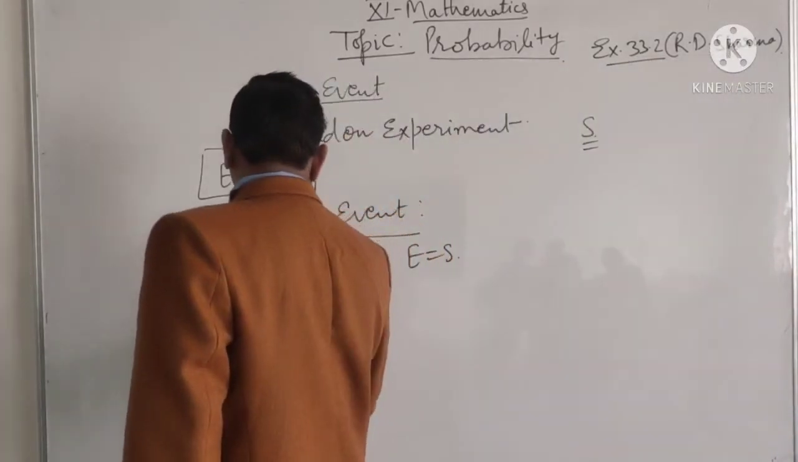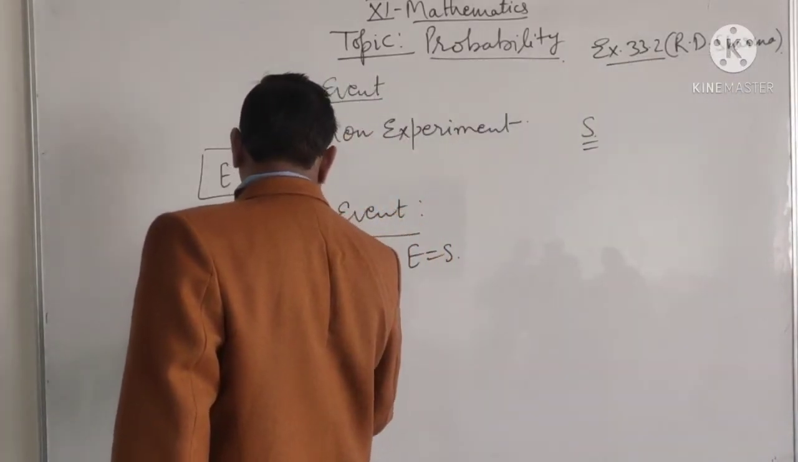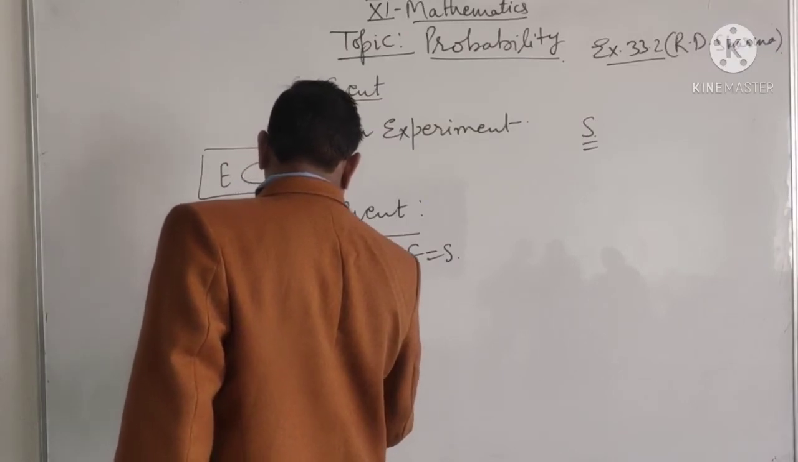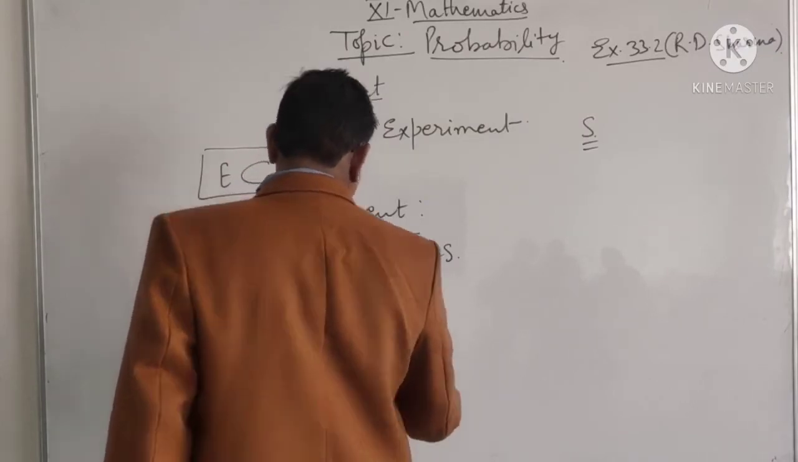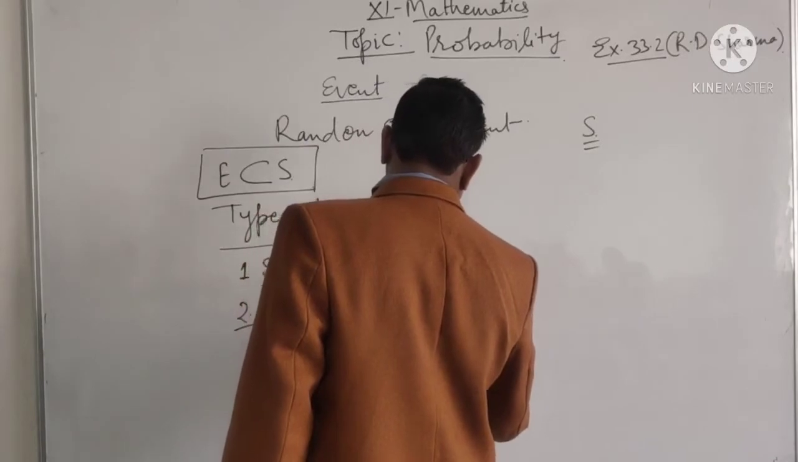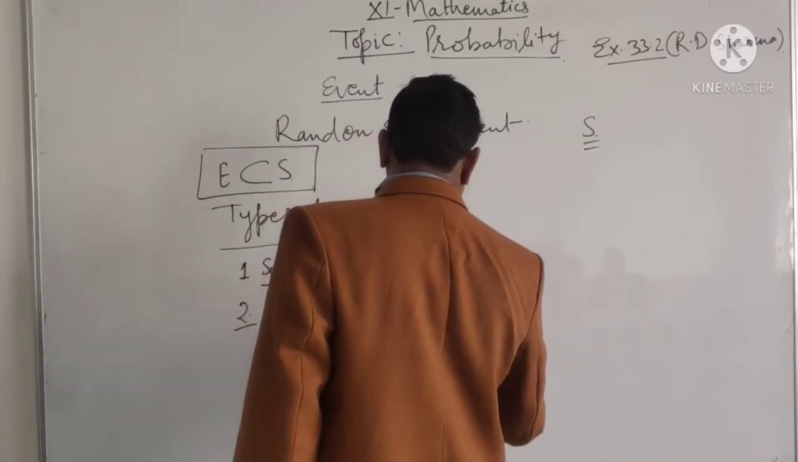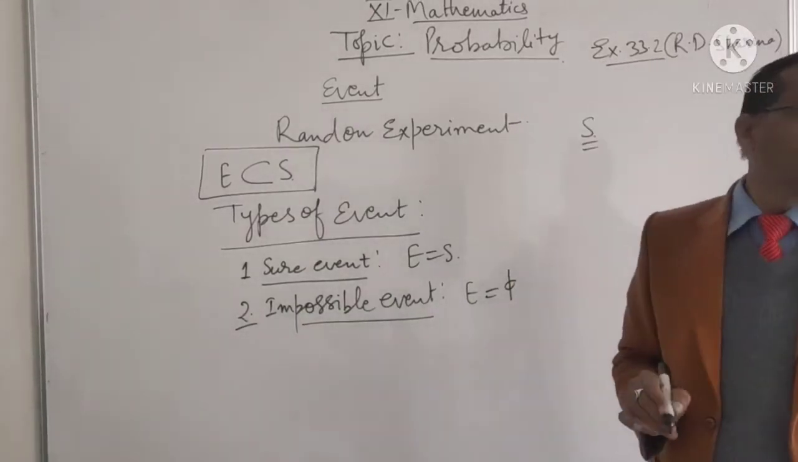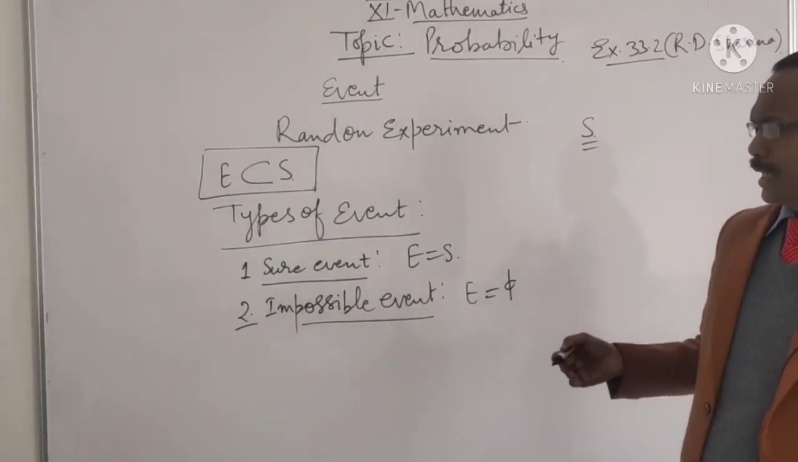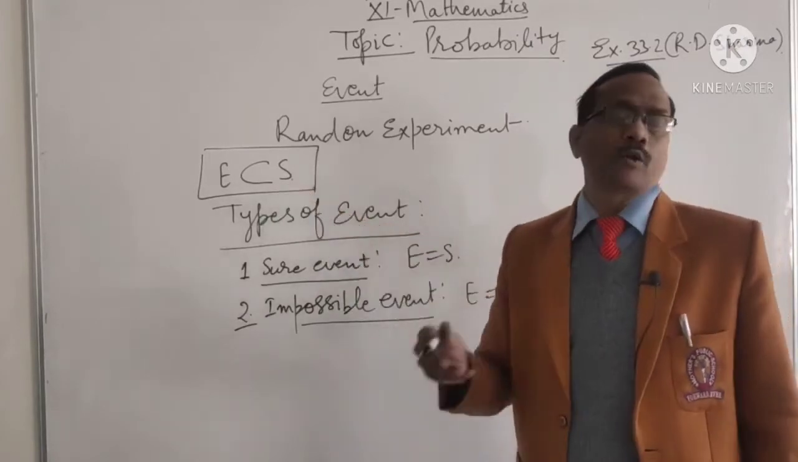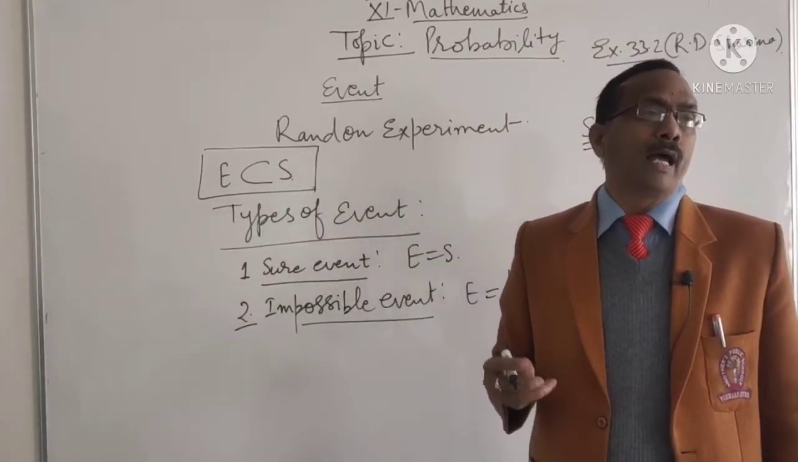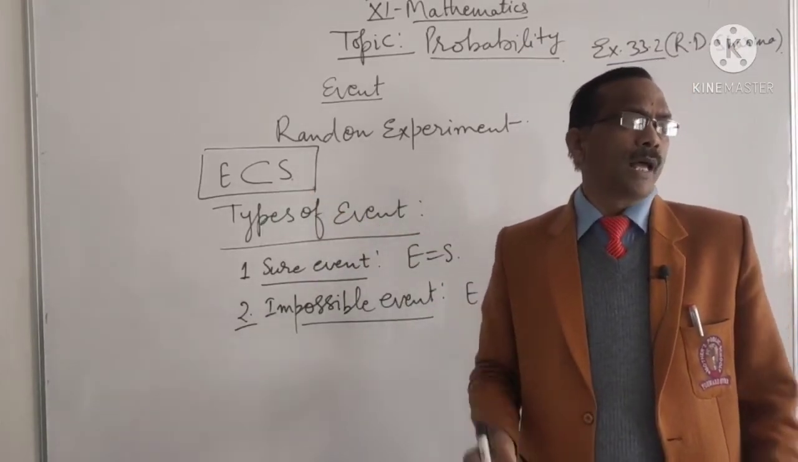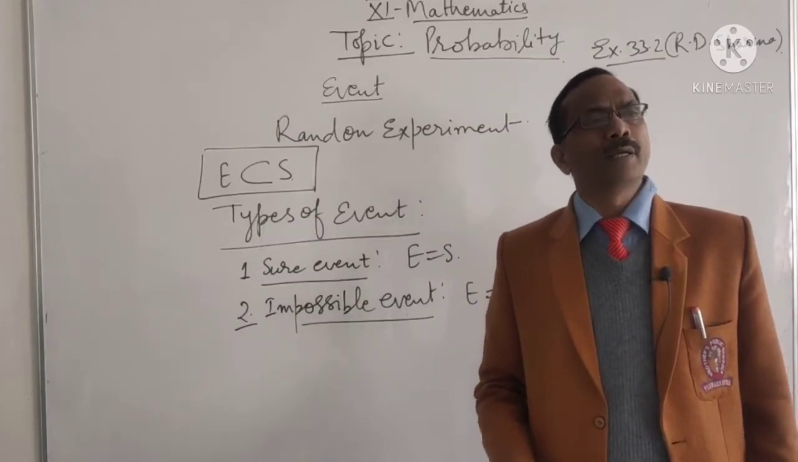Then is impossible event. Here E equal to ϕ. And we can say the event is not having any particular element. There is no element in the set of event.